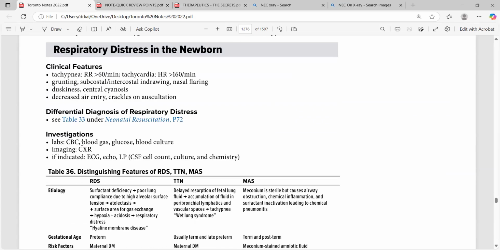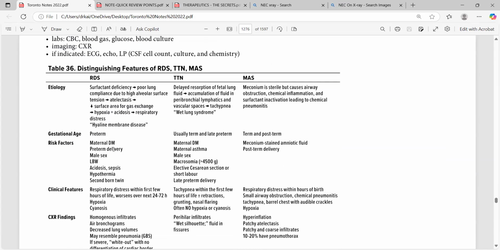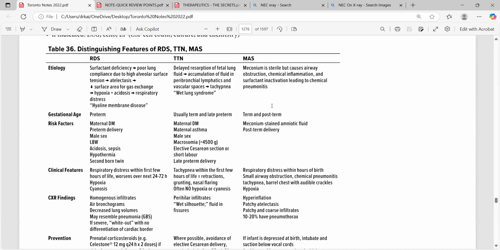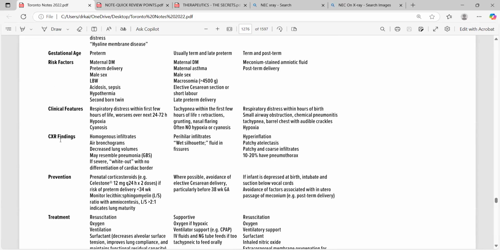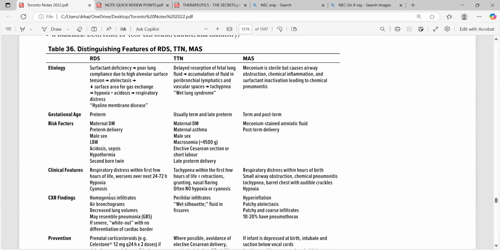Then comes the respiratory distress in the newborn. So all you need to do is this table: RDS, TTN, and MAS. It's mainly the chest X-ray, as I keep on telling you. How does the RDS look? It has homogeneous infiltrates, air bronchogram, decreased lung volume, and may resemble pneumonia, or a white-out with no differentiation of the cardiac border. So that's why the RDS picture is important. How does the picture look?